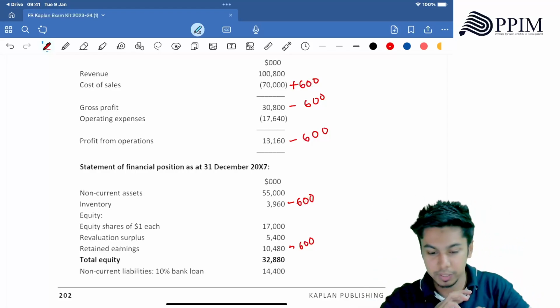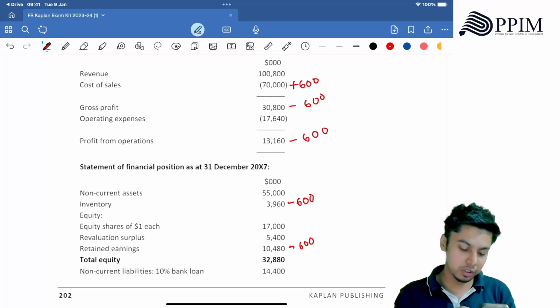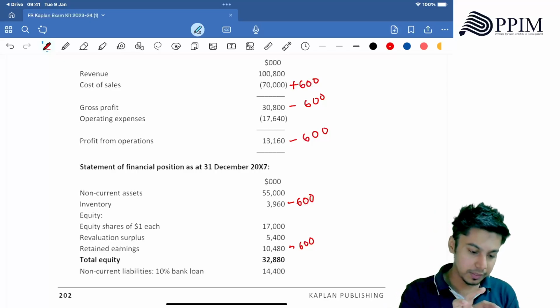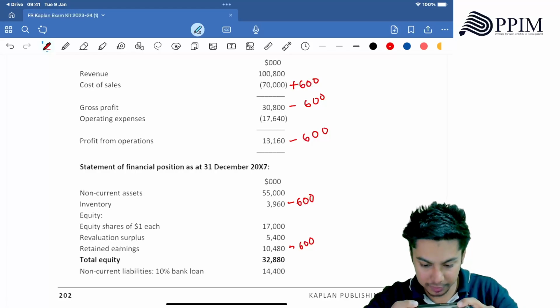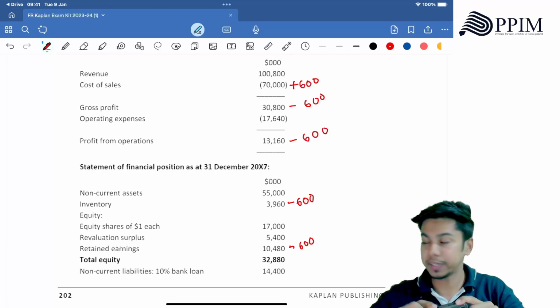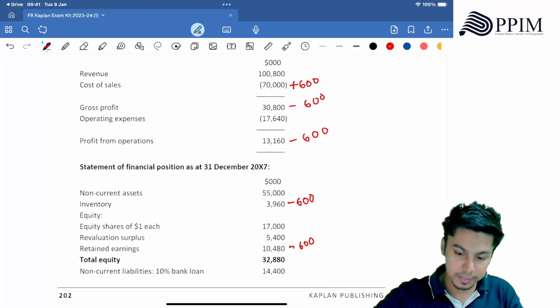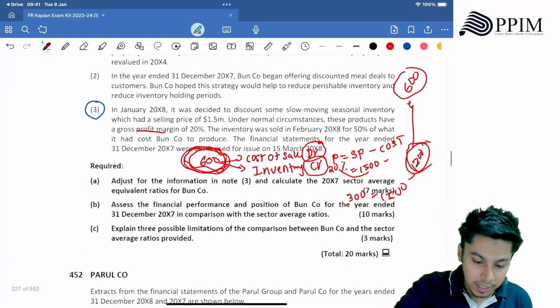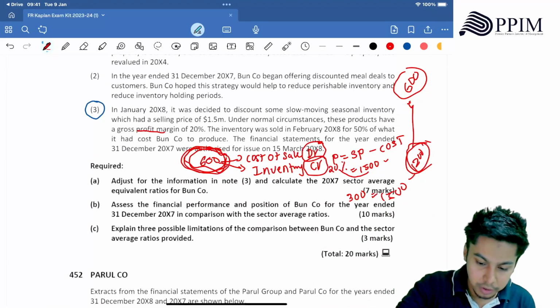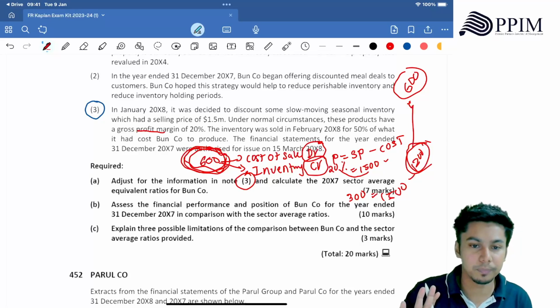Right. So guys, now what I'm going to do is send a screenshot of this to our group. Then you know these are the adjustments that have taken place. Okay. Right. Now guys, going back to the question paper, what happened over there. Now what they are telling one more time, see, adjust for information in note number 3. Now that only we did now.